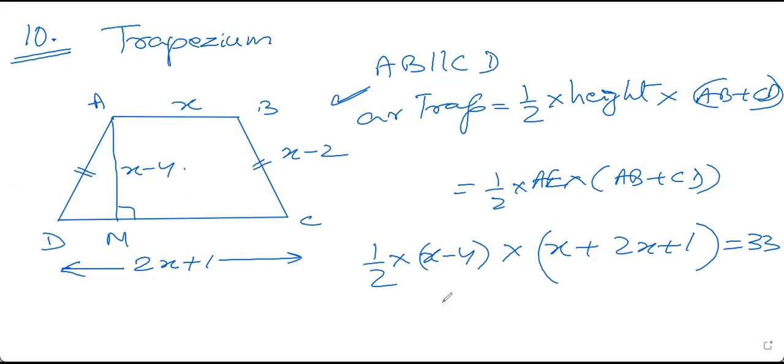We can also write, if you simplify, 1/2 into (X minus 4) into (3X plus 1) equals to 33. If we simplify this further, if we take this 2 from the left hand side to the right hand side, then it becomes (X minus 4) into (3X plus 1) equals to 33 into 4. Quickly multiply and tell me how much it will be. 33 multiplied by 4. 132. Correct. 132.